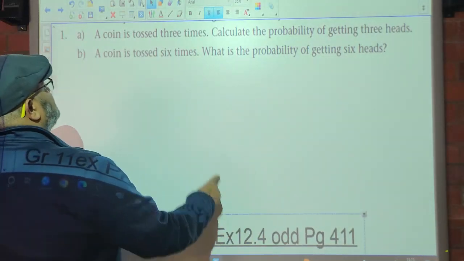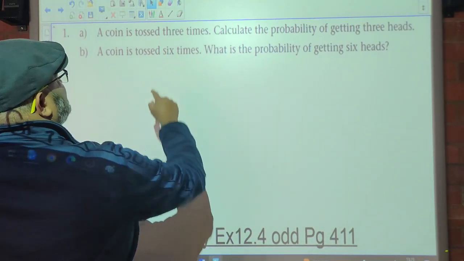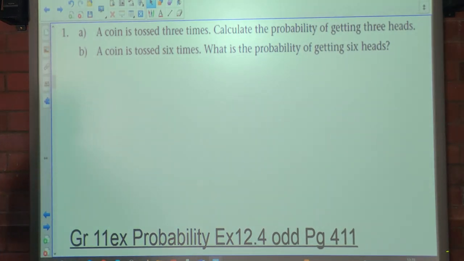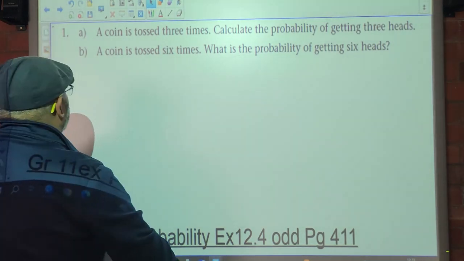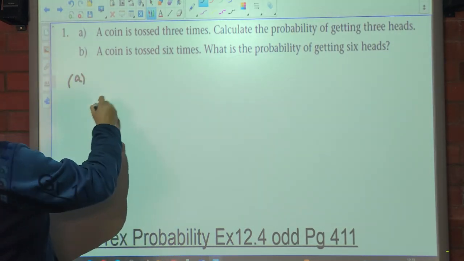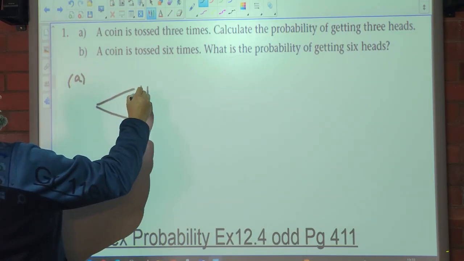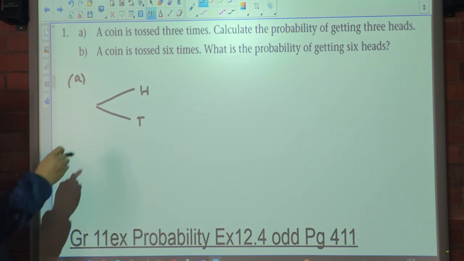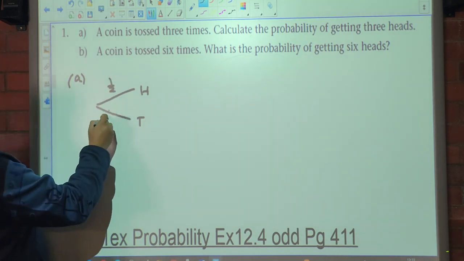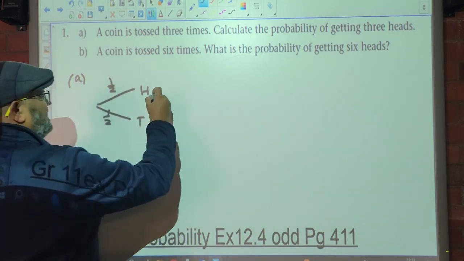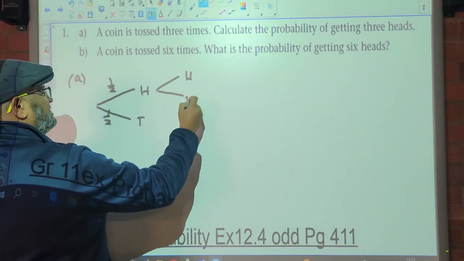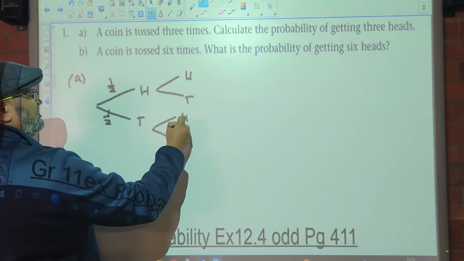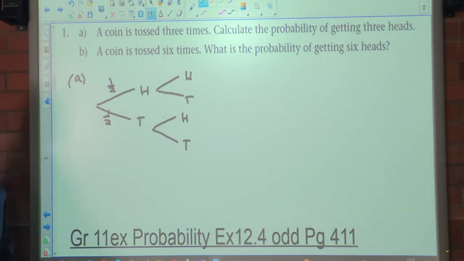Okay. So here we are told that the coin is tossed 3 times. Calculate the probability of getting 3 heads. So in a tree diagram, the coin can either be heads or tails. What is your probability for it being heads? Tails? So again it can be heads or tails. On your second toss, it could be heads or tails.